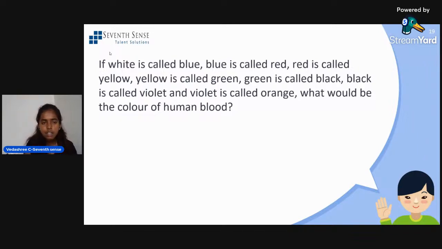Red is wrong answer. No. Color of human blood. So first check out the question. Yellow. Yellow is the correct answer. White is wrong answer.